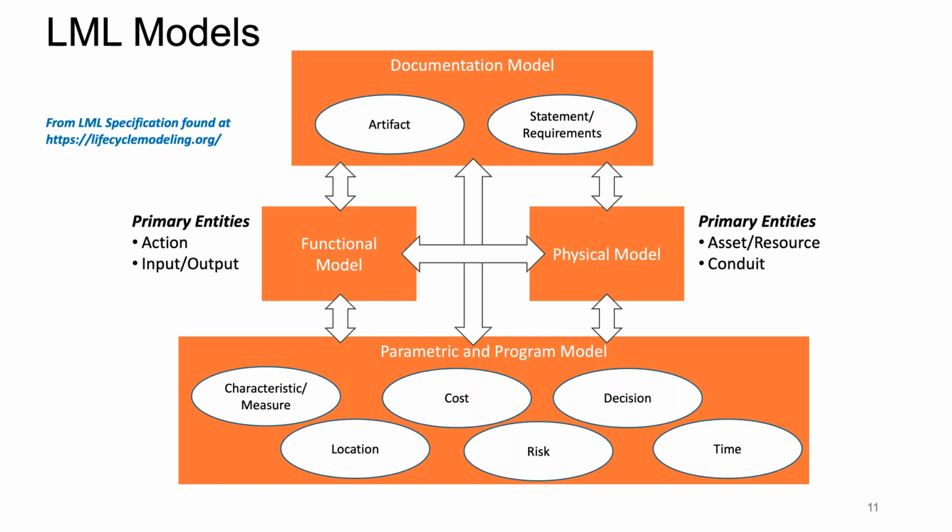The modeling comes in both functional and physical, okay? And the primary entities for the functional are the action and the input output entity, that's your flow, like your data flow, things like that. And then the physical model is the asset, that's your physical thing. That can be a person, that can be a system, that can be whatever. Okay. And then a subclass of that is resource, and that's an important subclass.